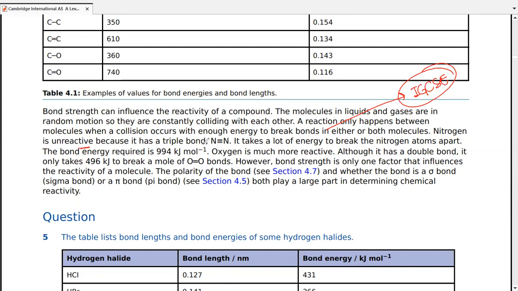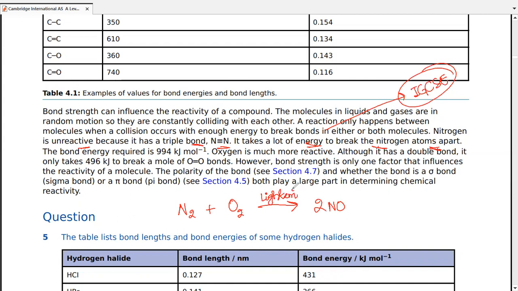Nitrogen is unreactive because it has a triple bond. Fairly unreactive would be a much better word. It's not completely unreactive. It takes a lot of energy to break the nitrogen atoms apart. So I will come up with an example. Nitrogen is present in the air all the time. Oxygen is a very reactive gas, which causes rusting and most of the explosions, but it does not react with nitrogen in the air. It only does that and forms the 2NO molecule if there is some lightning around.